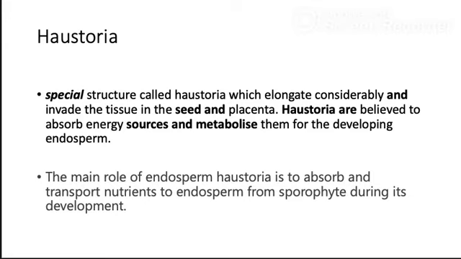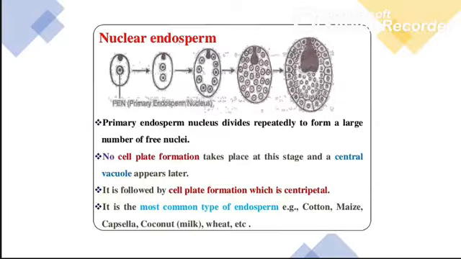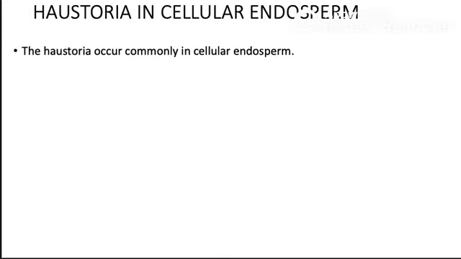Just like, we can give an example like the endosperm is synonymous with the nanny of a baby. The baby is like the embryo. Here you have the embryo, which is the baby, and the endosperm is like the nanny feeding the baby. So how does the haustoria in cellular endosperm look?